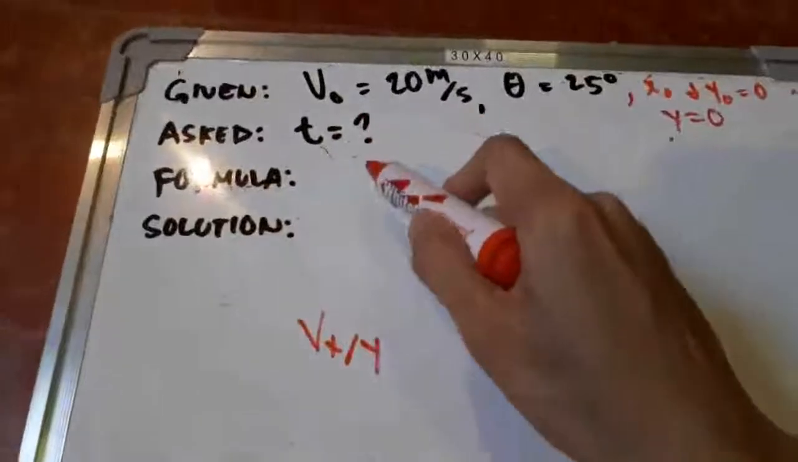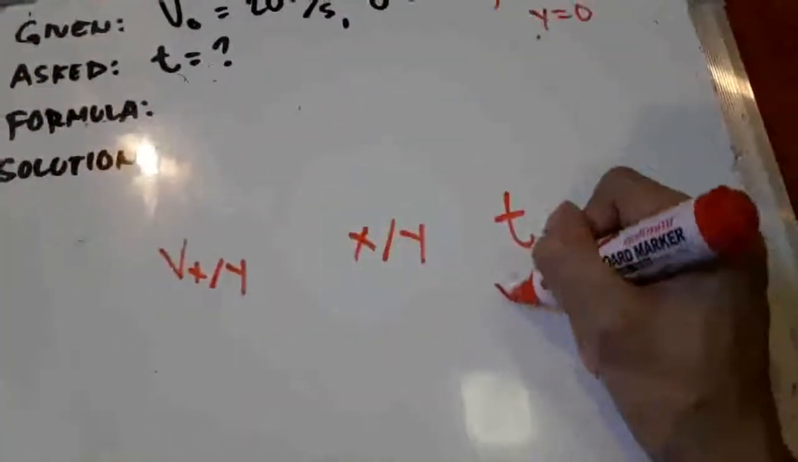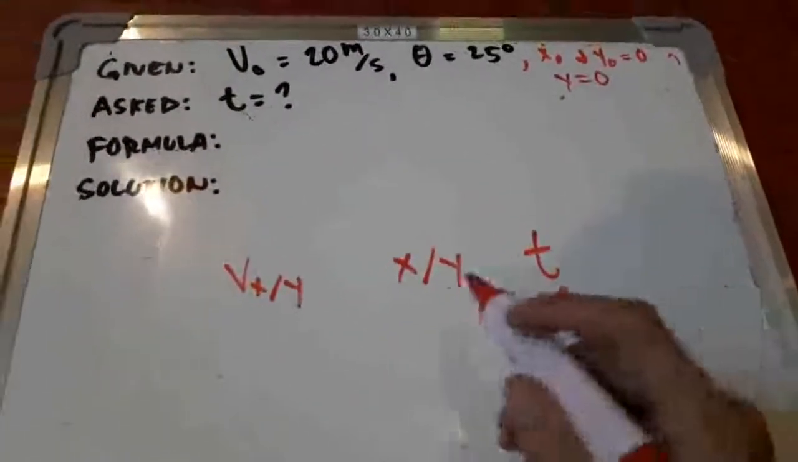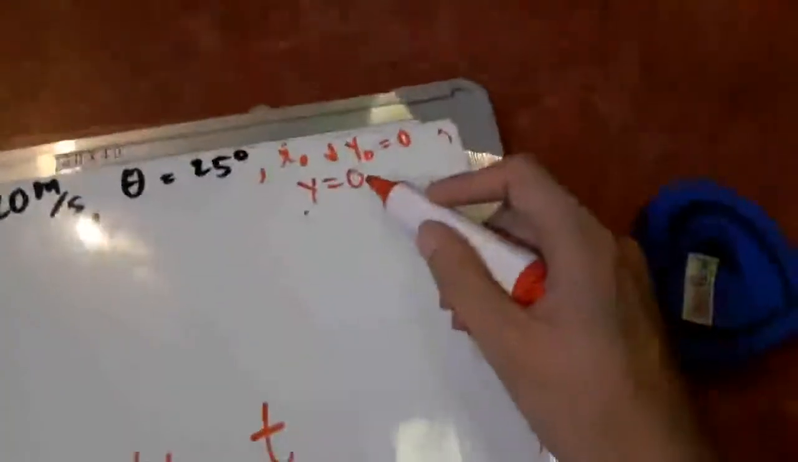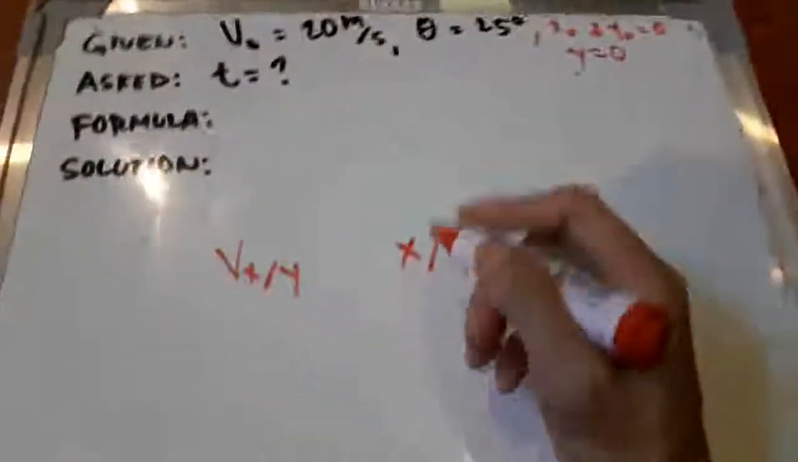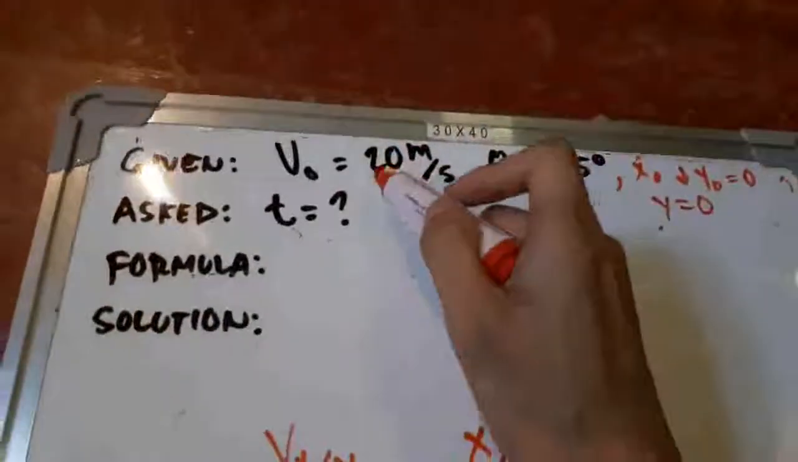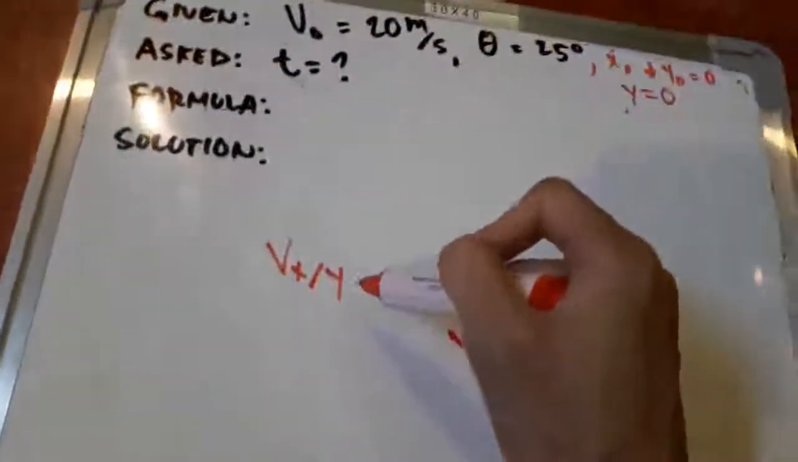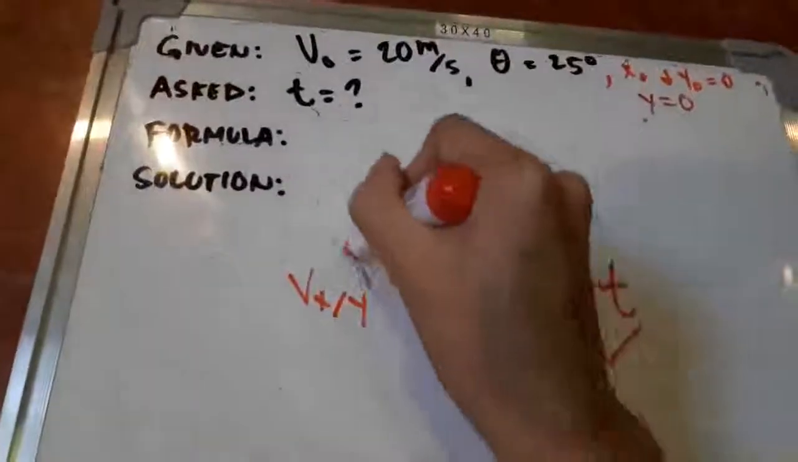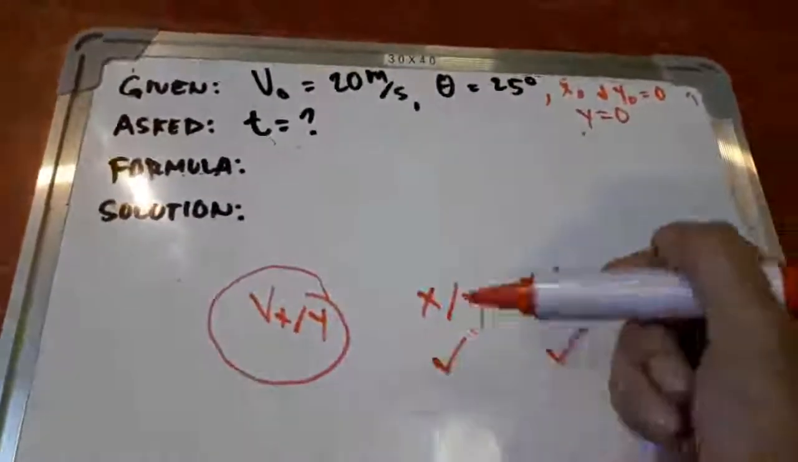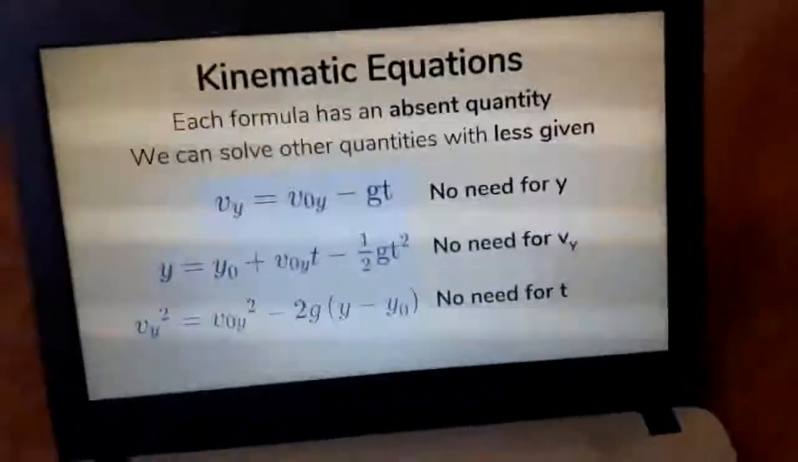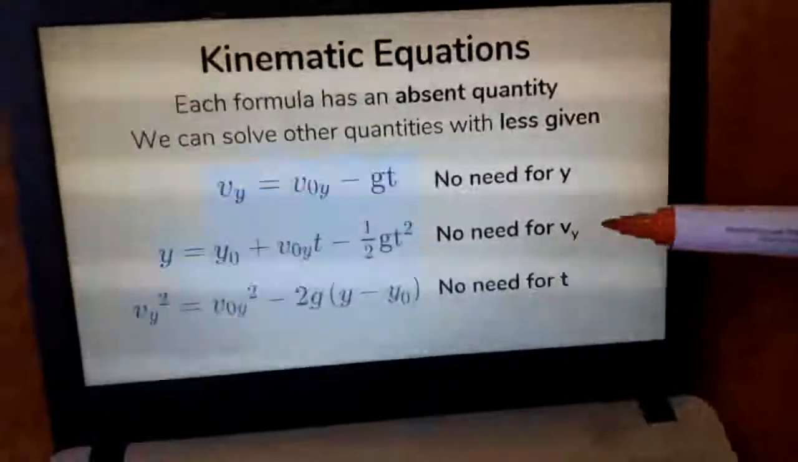Definitely, we need the t, because that's what we're looking for. So definitely we need the t. For x or y, we have the value of y, which is 0. So we have that. While for vx or vy, if you look here, we only have initial velocity. We don't have the final velocities. So this is the one that is absent. So we decide the kinematic equation based on which one does not need vy. And that is our second equation.